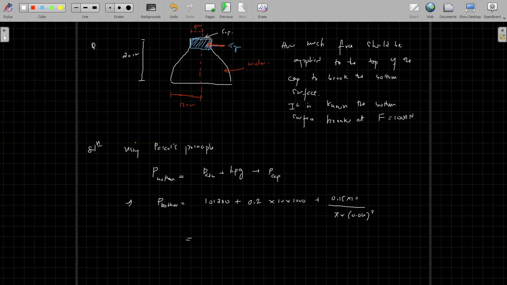If I solve this, so first of all let us solve this one. 0.15 into 10, that gives me 1.5 divided by pi into 0.04 into 0.04. Okay, so we get this 298.